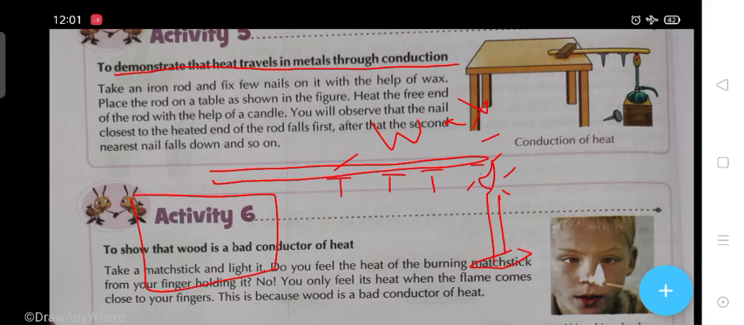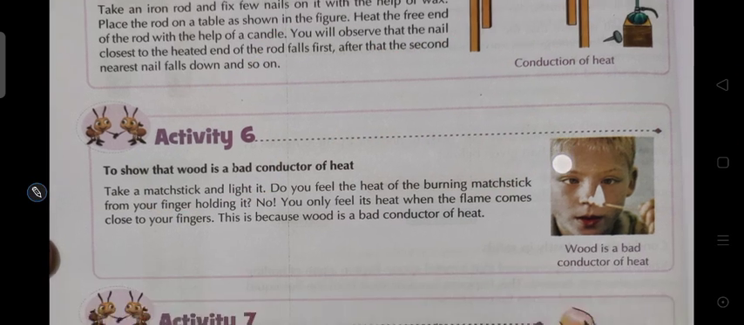Then what will happen, students, in this activity, if you heat this end, then the closest nail is what? This is the closest nail to this lighted candle. Then heat will transfer from this end to this side. Then first, this iron nail will fall down, because the heat will transfer from this hot point to this cold point. I hope you have understood this activity.